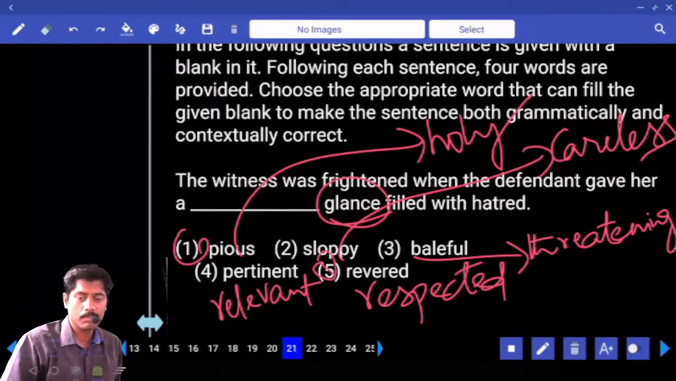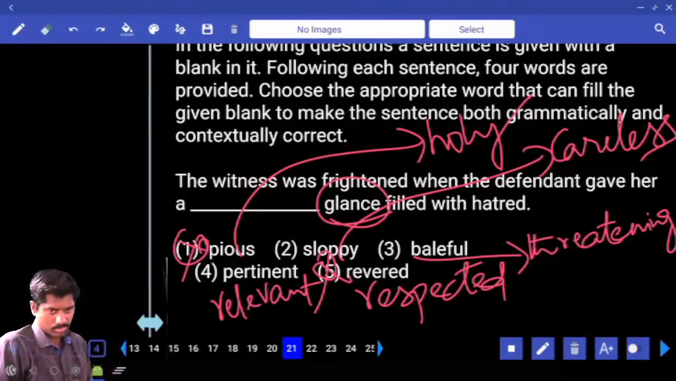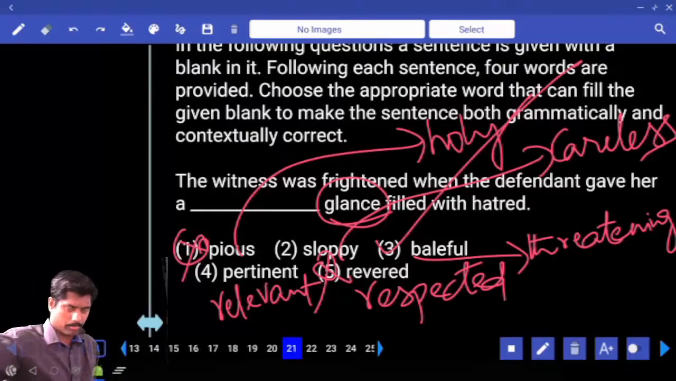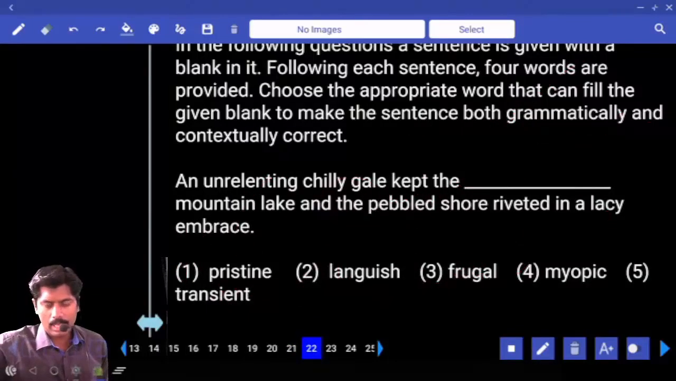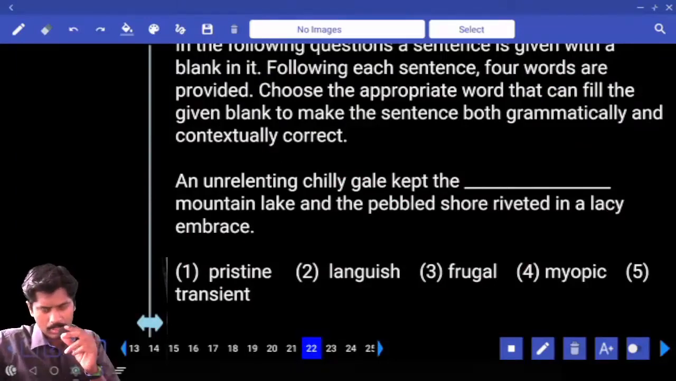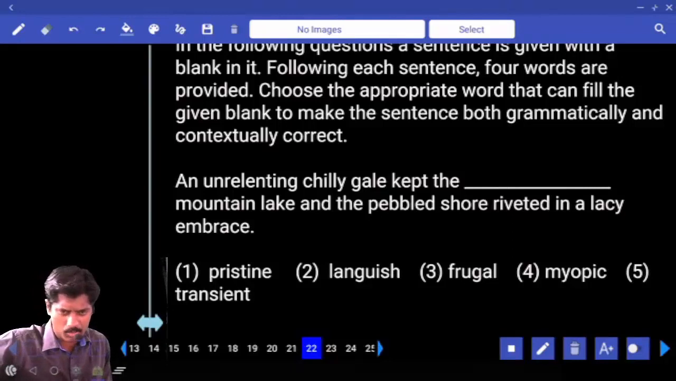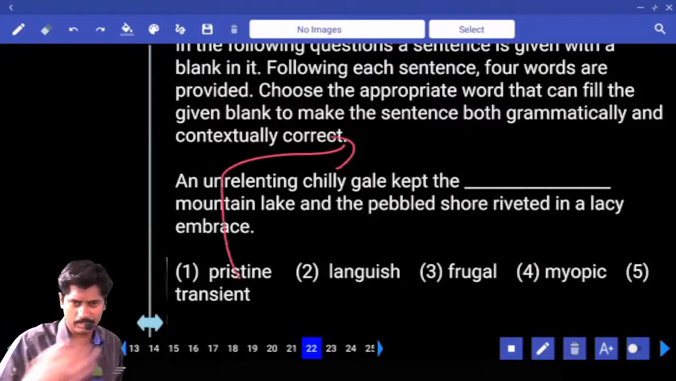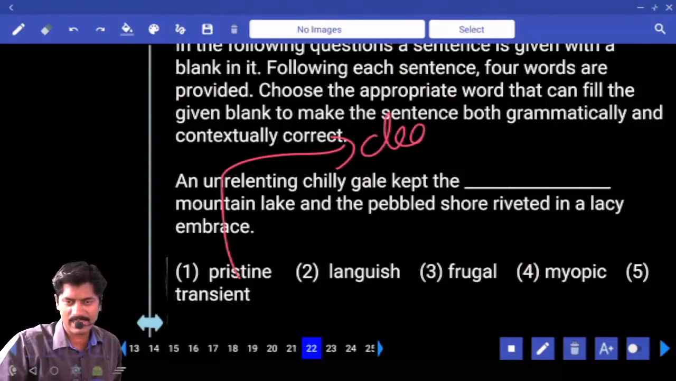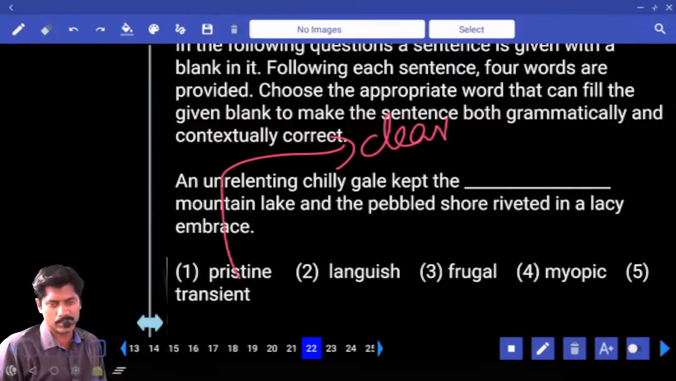Options 1 and 5 have the same meaning, hence not possible. Answer 2, 3, 4. Third option. And unrelenting means without giving up, continuous. A continuous chilly gale kept the dash mountain lake and the pebbled shore riveted in a lassie embrace. Pristine means clear, uncorrupt, uncontaminated, unpolluted. Not polluted, not contaminated is called pristine.